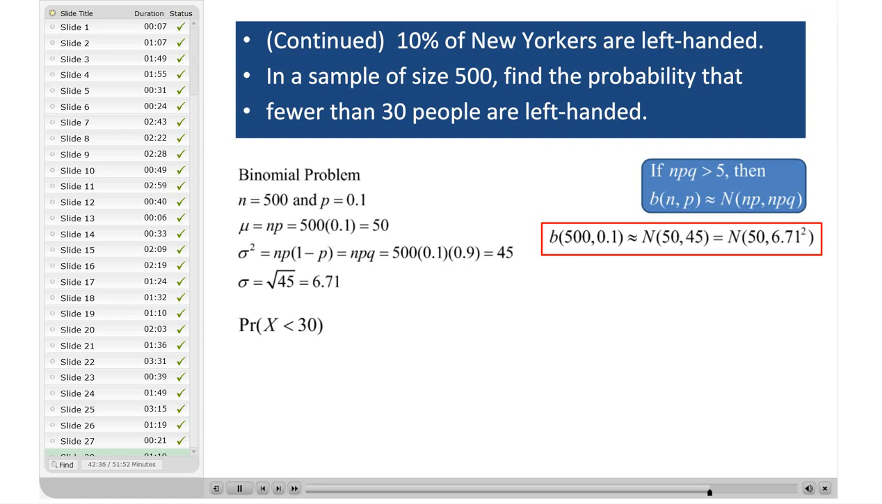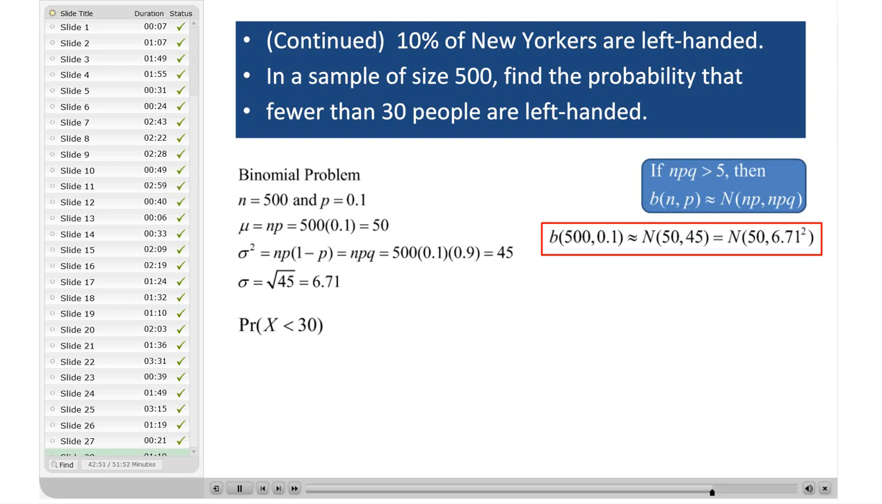And the variance is npq, which is 45. Again, we've already calculated the variance. The variance was equal to 45 in our calculation before. Now, saying that the variance is 45 is equivalent to saying that the standard deviation is 6.71.